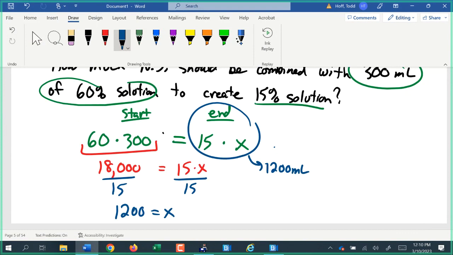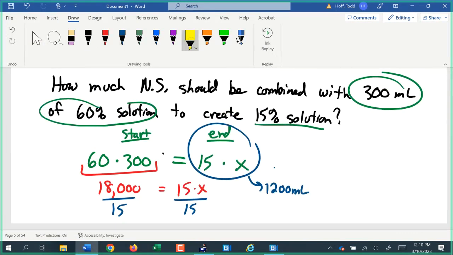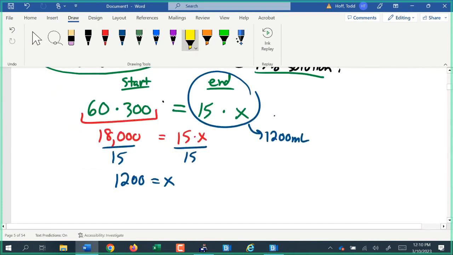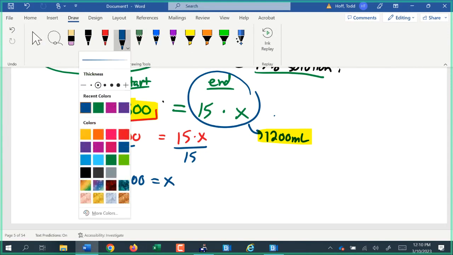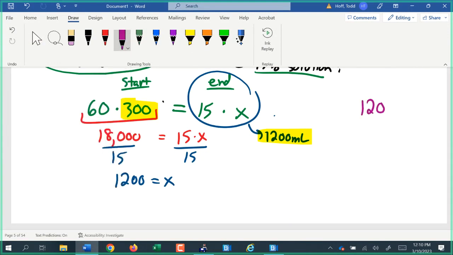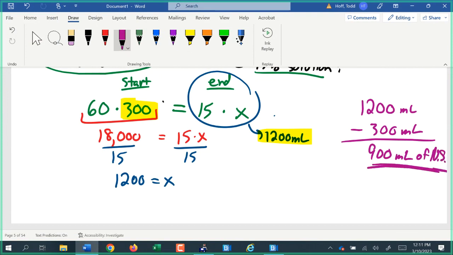But we weren't asked for the final volume. We were asked how much neutral solution should be combined with it. Well, the volume went from 300 milliliters to 1,200 milliliters. We didn't add any serum. We only added neutral solution or sterile water. So the amount of NS that is added there is the final amount of 1,200 milliliters minus the starting amount of 300 milliliters, giving us a difference of 900 milliliters. And that difference, of course, was made up with NS, sterile water.